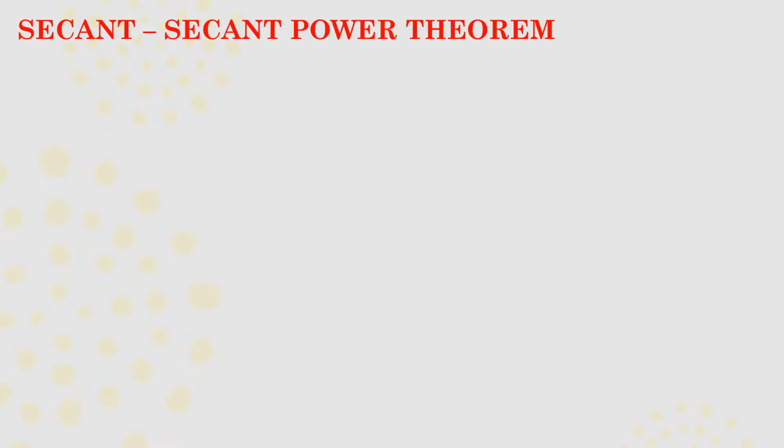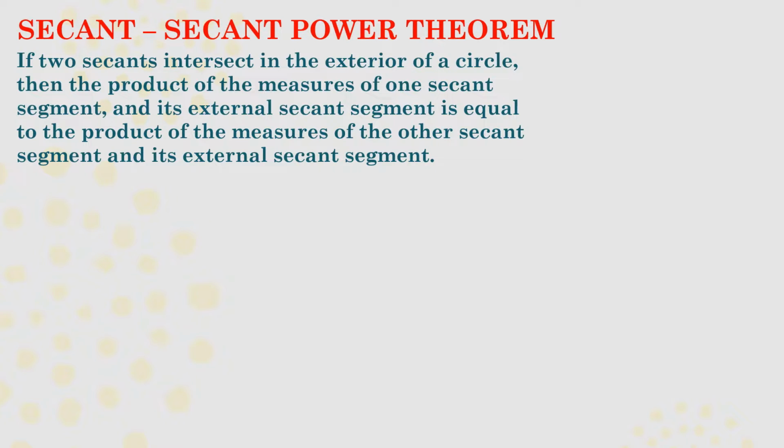Okay, so let's have our next power theorem, the secant-secant power theorem, also known as the two-secants power theorem. According to this theorem, if two secants intersect in the exterior of the circle, then the product of the measure of one secant segment and its external secant segment is equal to the product of the measures of the other secant segment and its external secant segment.